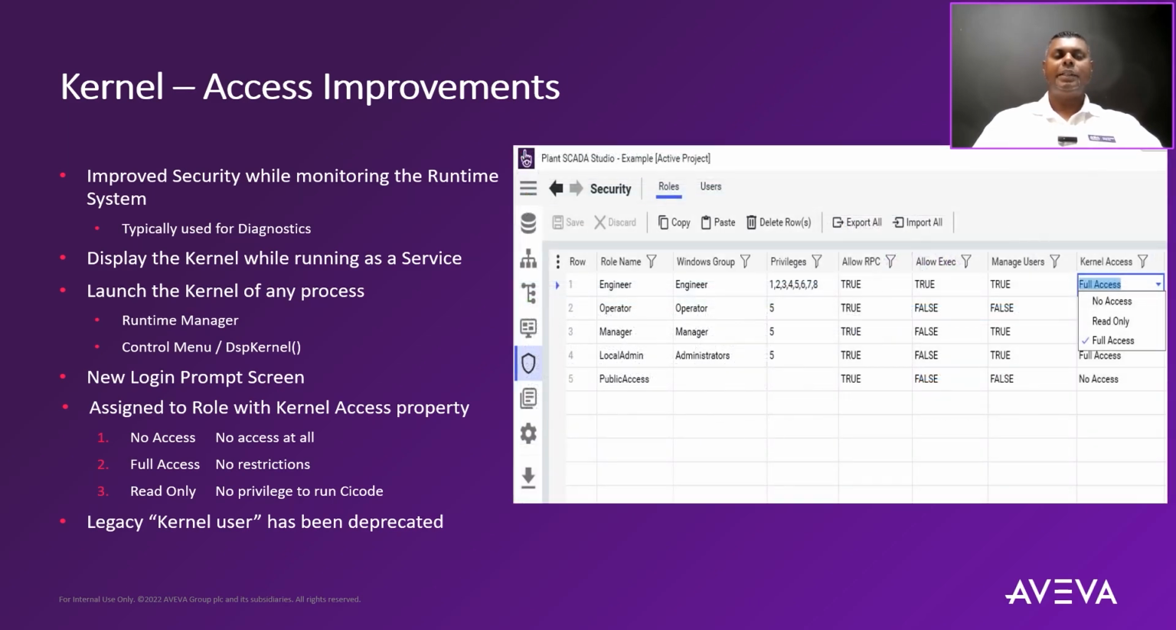This change now takes place by restricting kernel access to the various security roles configured in the system. Each security role now contains a drop-down selection for full access, read-only access, or no access into the kernel. This also means that the legacy kernel user has been deprecated and will need to be migrated during an upgrade process.